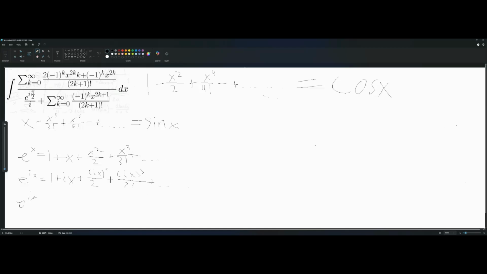Well, we get to see that this is just equal to 1 plus ix minus x squared over 2, minus ix to the third over 3 factorial. And I'll just do the fourth term for fun. But the fourth term would look something like plus x to the fourth over 4 factorial. And this pattern would just go on and on.